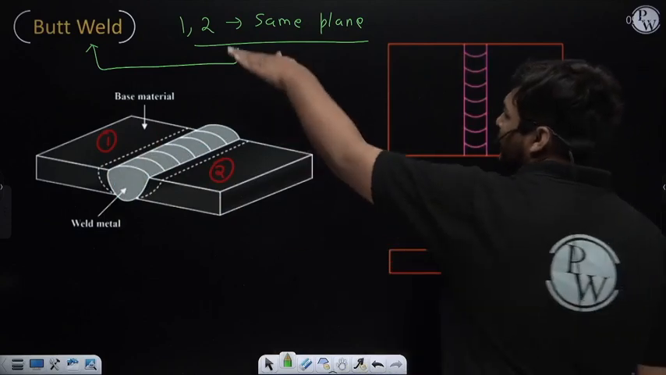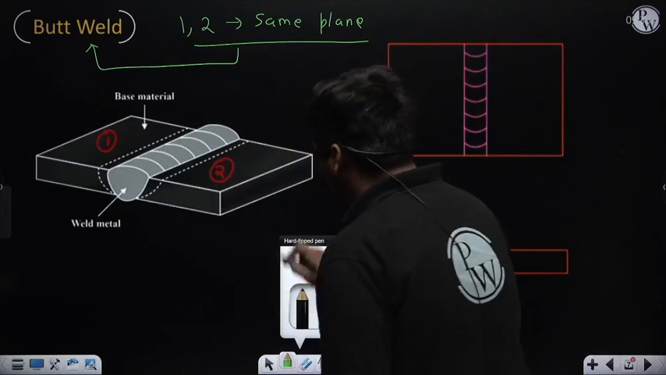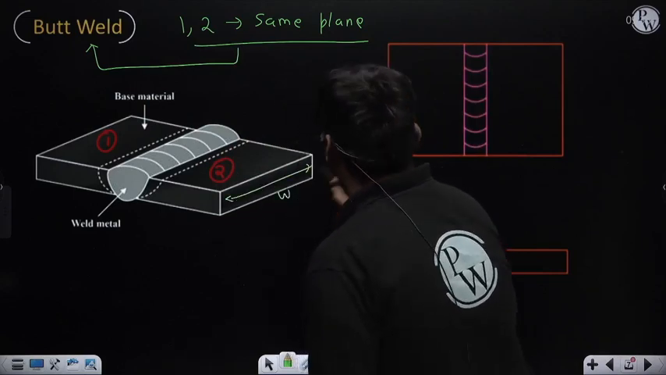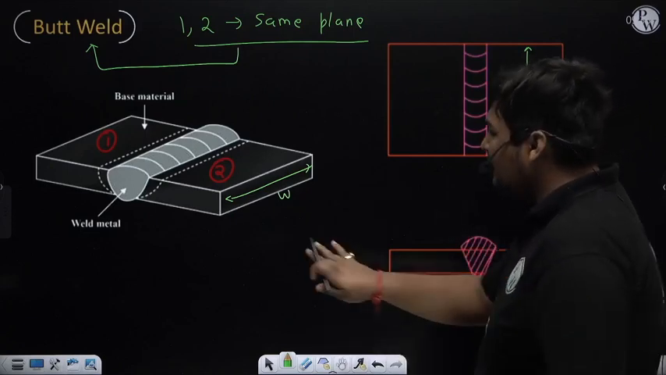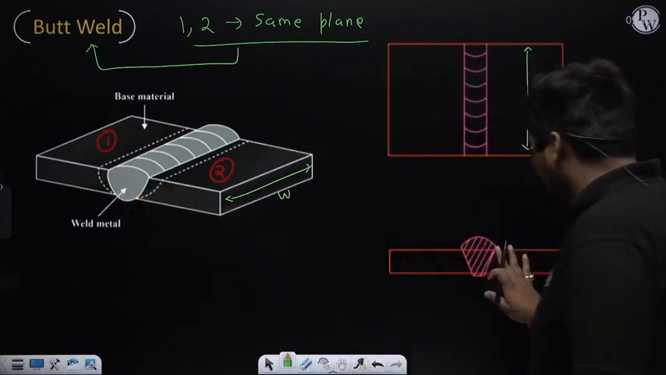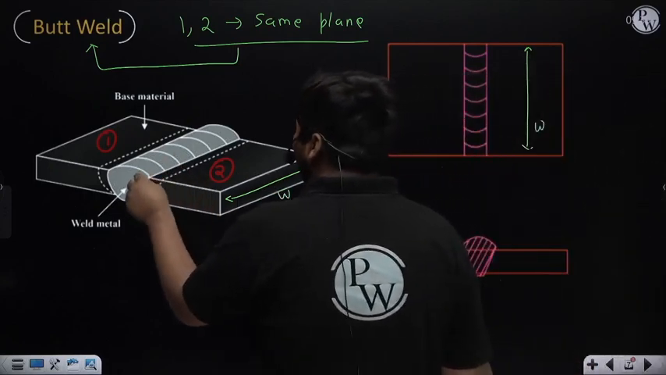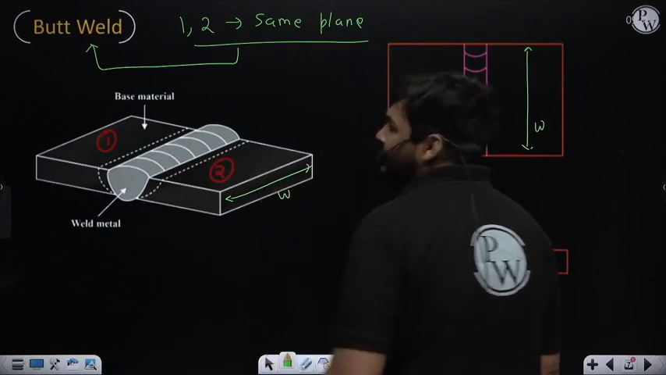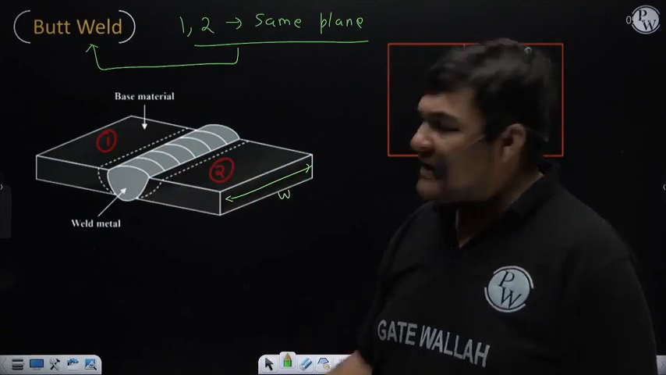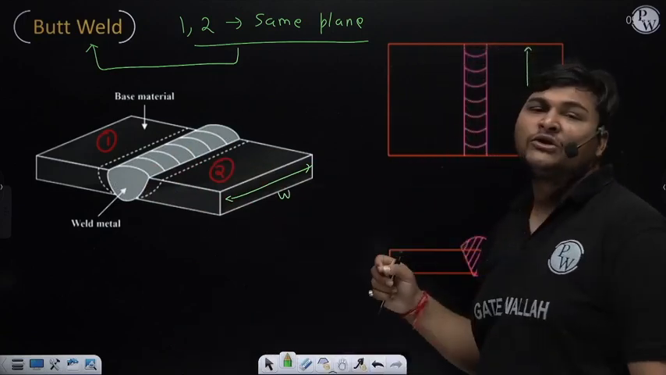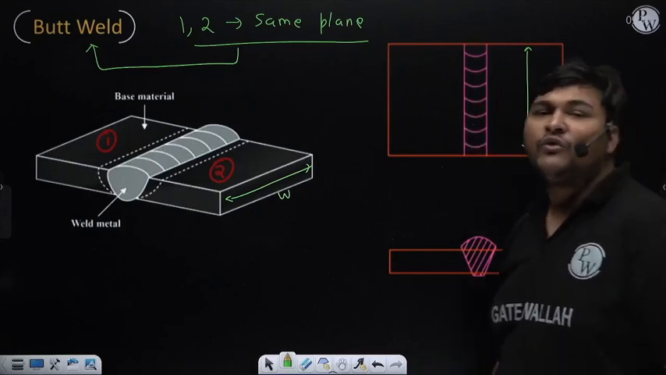Okay. If we draw the top view of this diagram, it will nearly look like this. Suppose this is the width of the plate, W. And this is the front view. Now, sometimes can I say the length of the weld is equal to the width of the plate? If we are doing this weld in the entire width of the plate, as in this diagram, you can easily see here the length of the weld. This is known as the length of the butt weld. So the length of the butt weld is equal to the width of the plate.